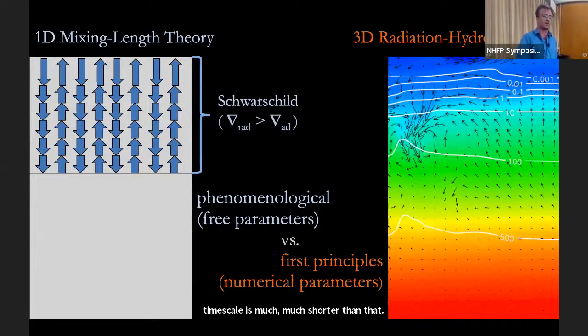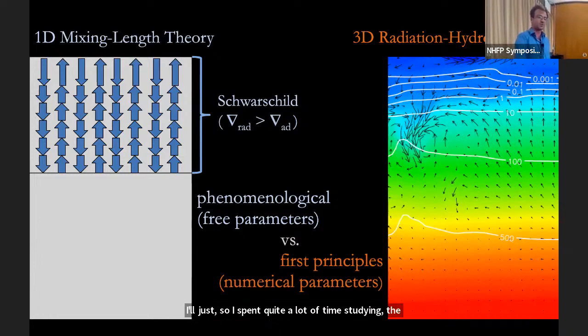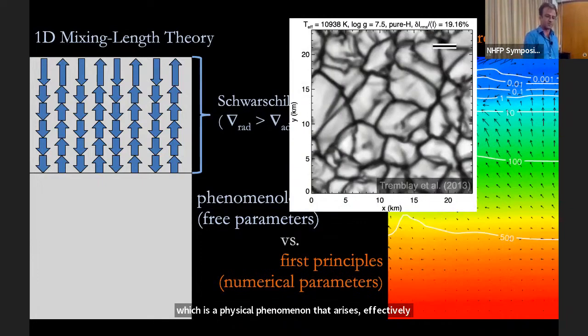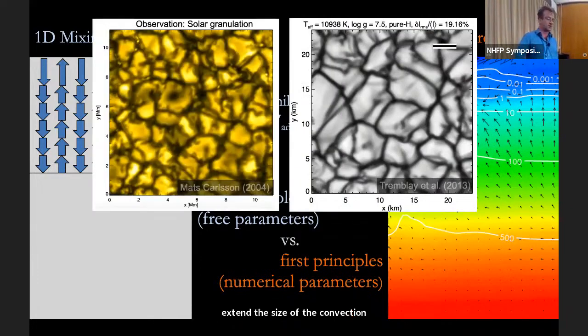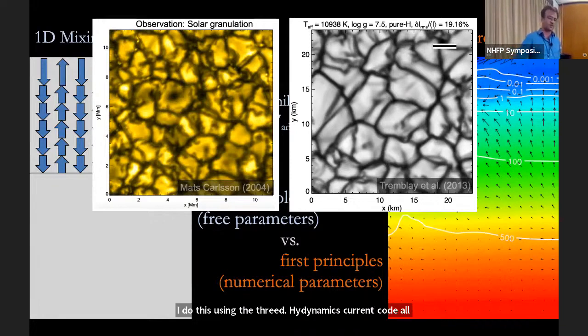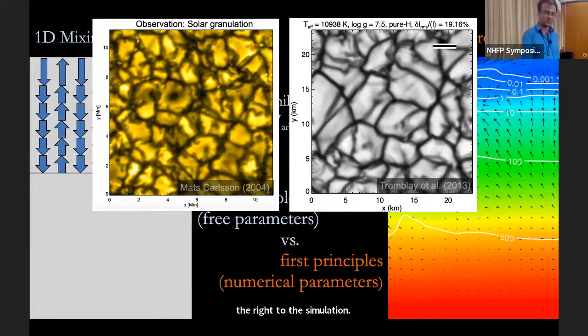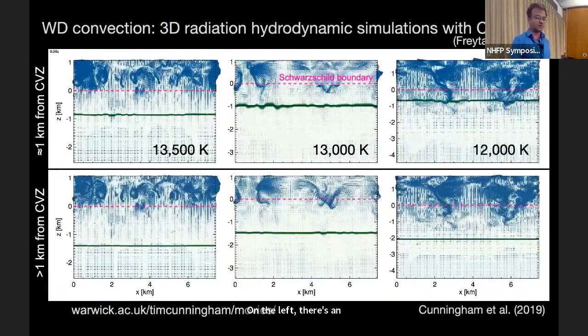So I spent quite a lot of time studying convective overshoot, which is a physical phenomenon that effectively extends the size of the convection zone. I do this using the 3D hydrodynamics code CO5BOLD. This is just to show you that we get granular convection at the surface of white dwarfs. On the right is a simulation. On the left is an observation of the Sun. So it's just to show you qualitatively that we recover this granular convection.